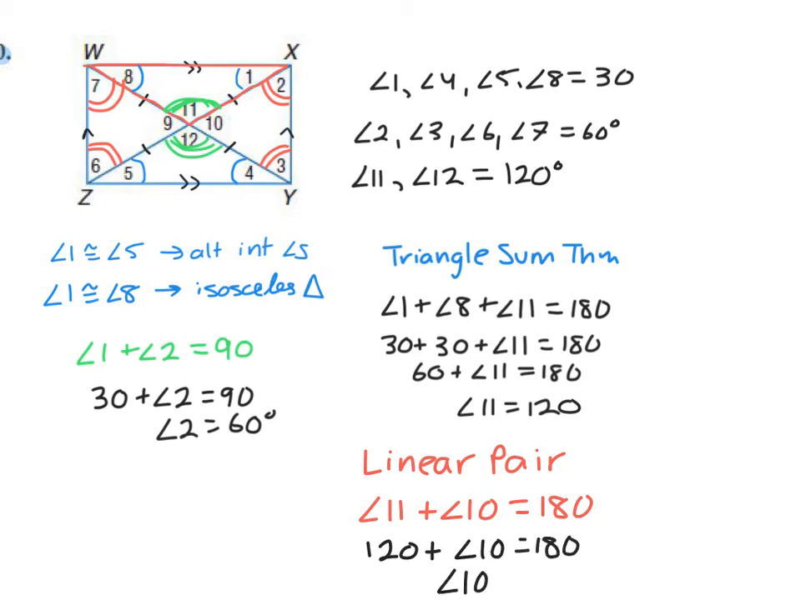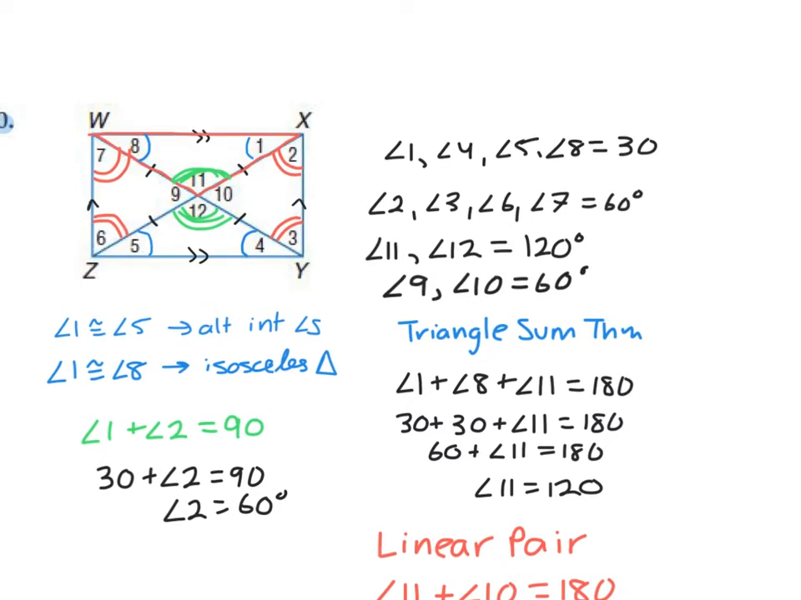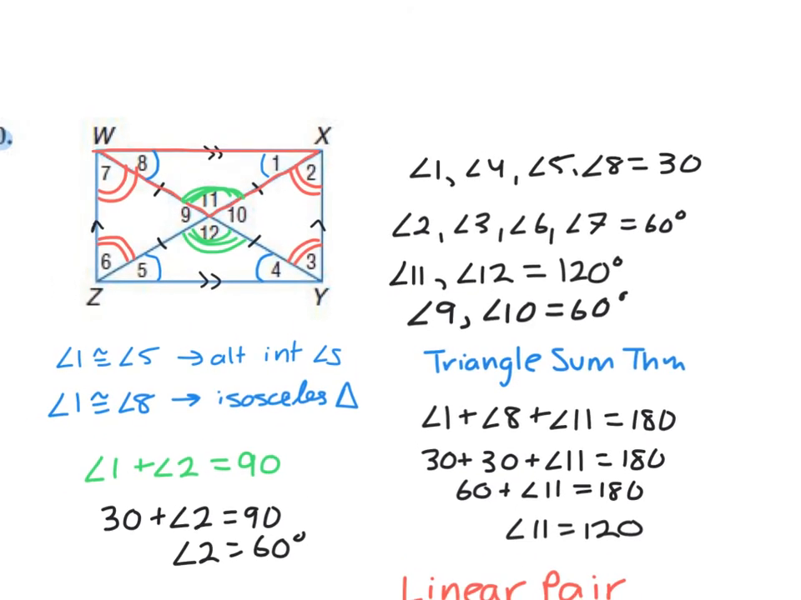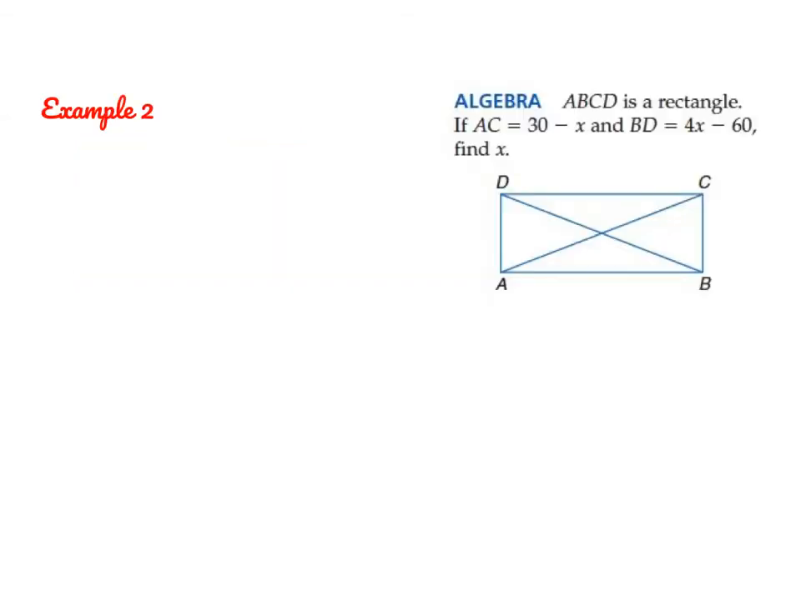And we know that angle 10 is equal to 60 degrees, which means that angle 9 is also equal to 60 degrees because they are vertical angles. So angle 9 and angle 10 equals 60. So just from one angle, we have managed to find all of the other angles in our rectangle. All right, let's try another one together.